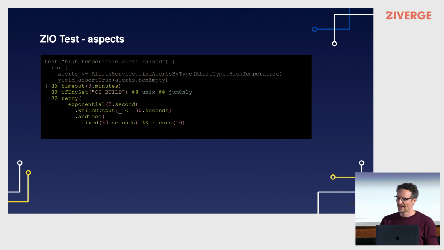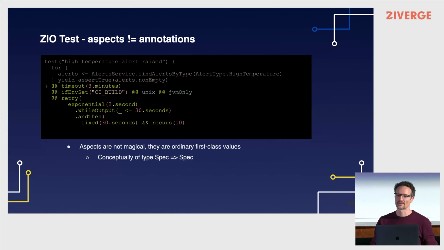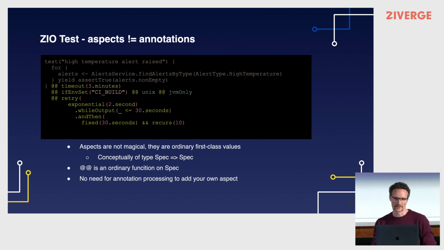But if you fear that aspects are similar to annotations, then don't fear that, because these aspects are first-class ordinary values. They're basically functions from spec to spec. Also, this add method is an ordinary function on spec. So there is no need for annotation processing if you want to come up with your own spec. You can easily extend what we have.